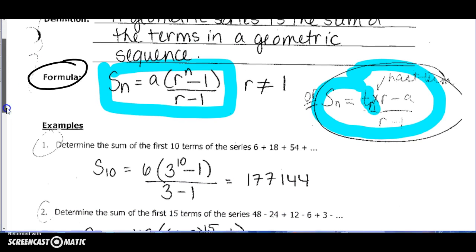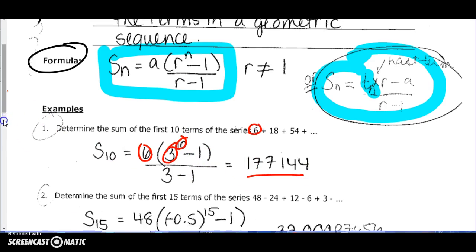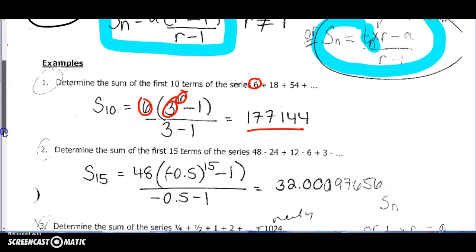Okay, and let's find the sum of the first 10 terms. Just sub right in. A is 6. To find R, you go 18 divided by 6 is 3. 54 divided by 18 is 3. So that's my R. And there are 10 terms, so you put that there, and then you sub in, and that's that.